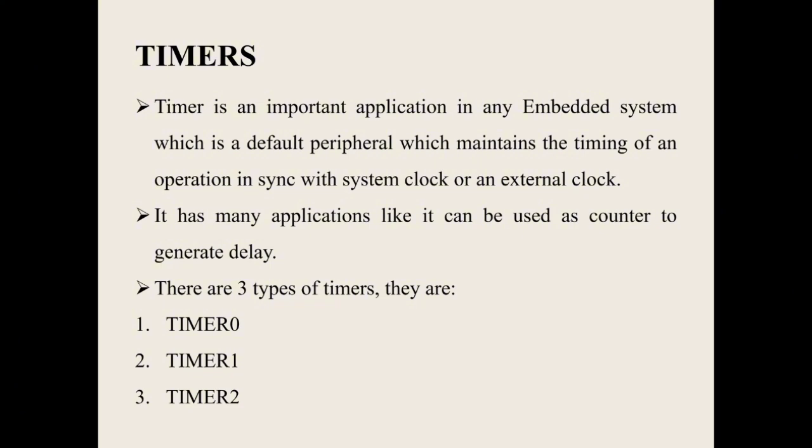Timers. A timer is an important feature in any embedded system which keeps track of an operation in sync with the system clock or an external clock. It has many applications, like counting or generating delay. There are 3 types of timers: Timer 0, Timer 1, Timer 2. Timer 0 and Timer 2 are 8-bit timers and Timer 1 is a 16-bit timer. Timer 2 has an extra 8-bit register which allows the user to set the prescaler for Timer 2 independently.